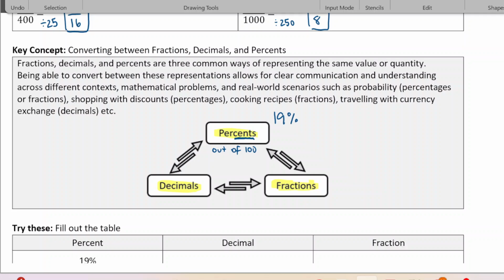Okay, so fractions. The way to turn a percent into a fraction is it just means out of 100. So you just simply make the number out of 100. Then it's a fraction, and you can reduce it from there if you want.